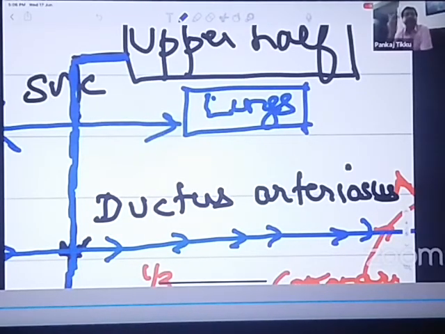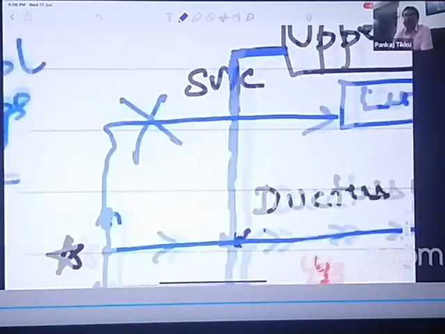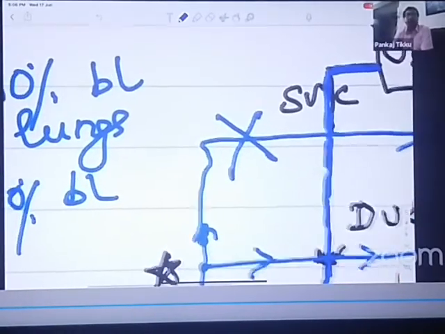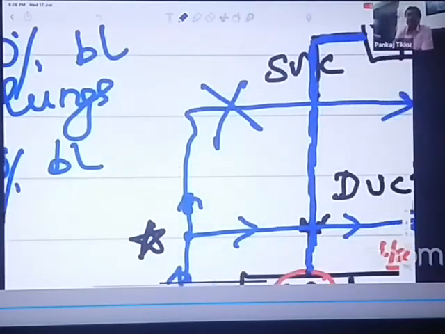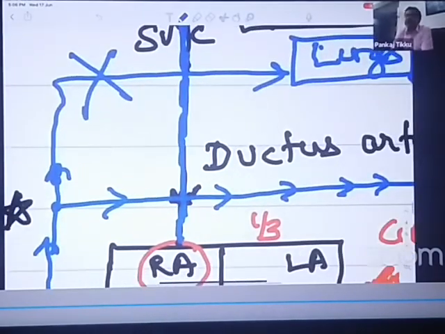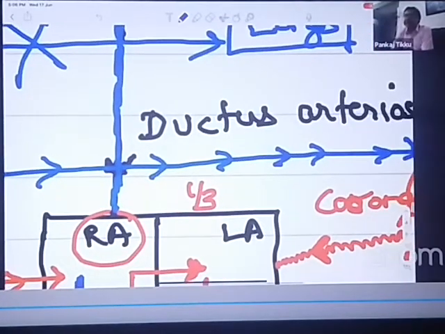The state of pulmonary hypertension is normal in a fetus. So it will allow only 10% of blood to enter into the lungs. Where will the remaining 90% of blood flow? It will pass through the ductus arteriosus. It will shunt into the descending aorta.